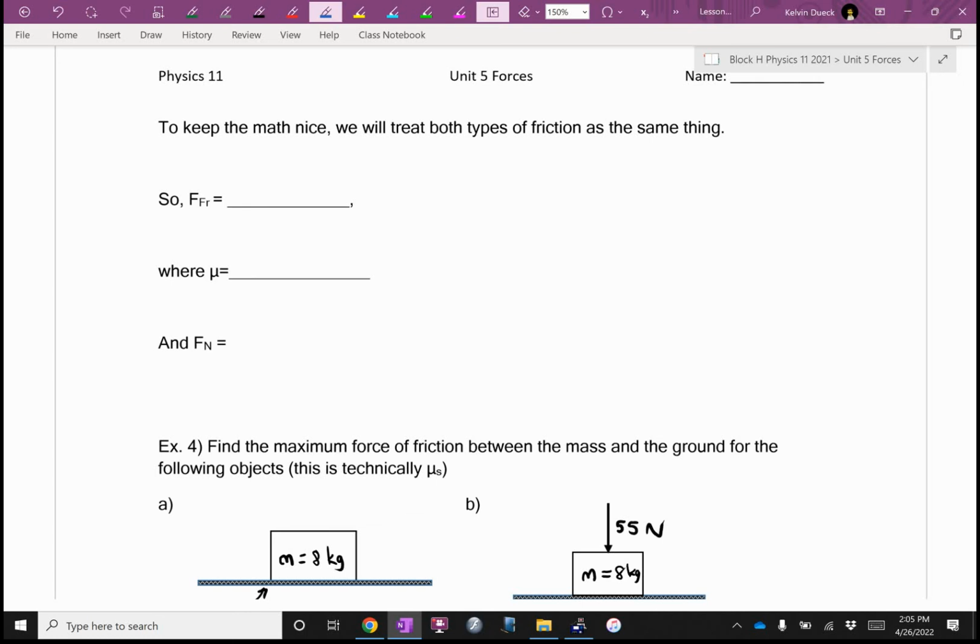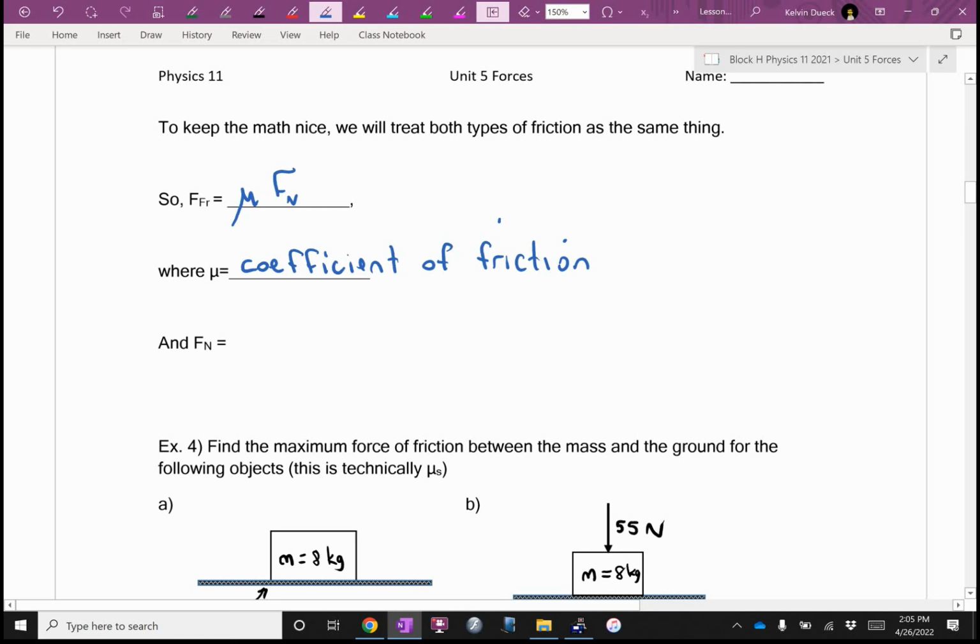It says, to keep the math nice, we will treat both types of friction as the same. We're going to pretend there's one type of friction. So what does that mean? Ella, friction is what times what? Where another word for mu is the coefficient of friction, not the force of friction itself.